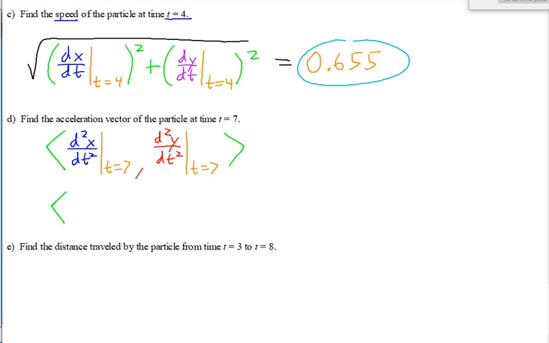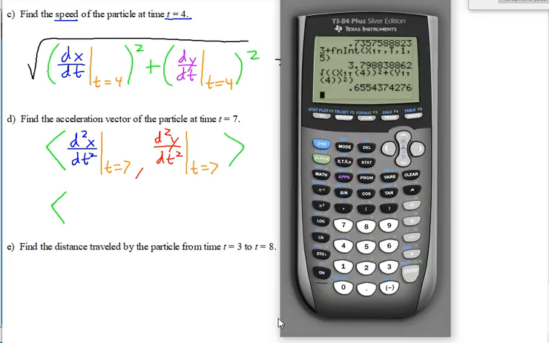So for the x-coordinate, on the 84 again, use the derivative function again, so math, numerical derivative. And then we want to take the derivative of x1 because that was already dx dt, to get the second derivative. So then parametric x1, and then the notation of comma, your variable is t, comma, we're plugging in 7. And we get, to the thousandth place, negative 0.003.